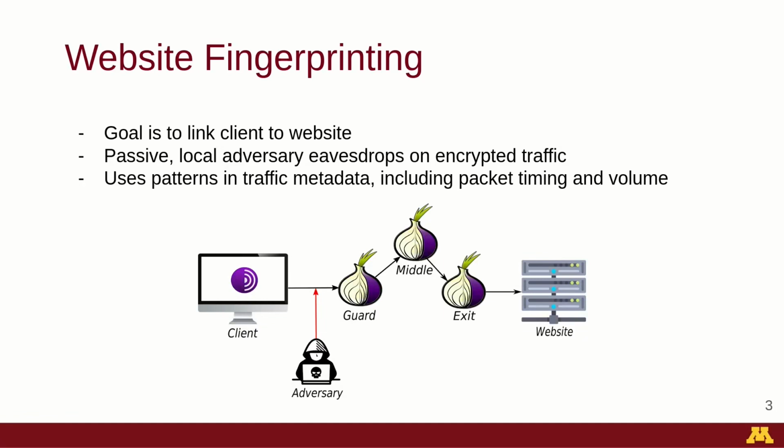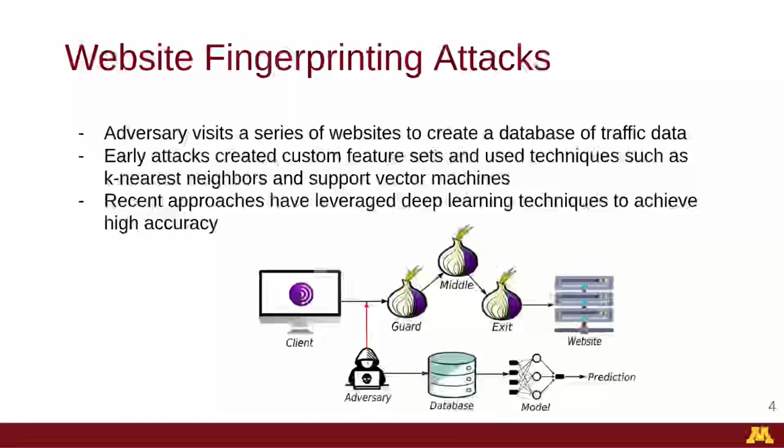The attacker typically uses patterns in traffic metadata, including packet timing, the sequence of upload and download packets, and the traffic volume. More specifically, an attacker can run web crawls to create a database of associated website traffic pairs. Early approaches used custom features and machine learning techniques like k-nearest neighbors and support vector machines to create predictive models. These models typically input captured traffic metadata and output a website prediction.